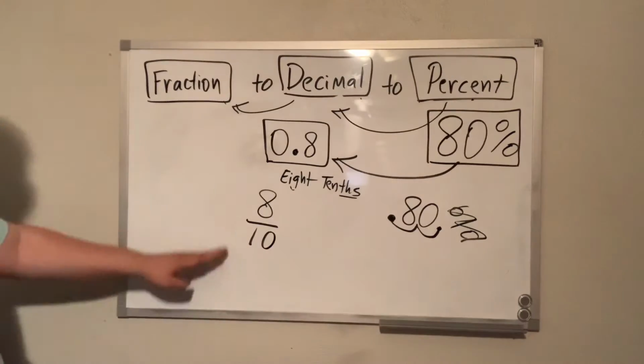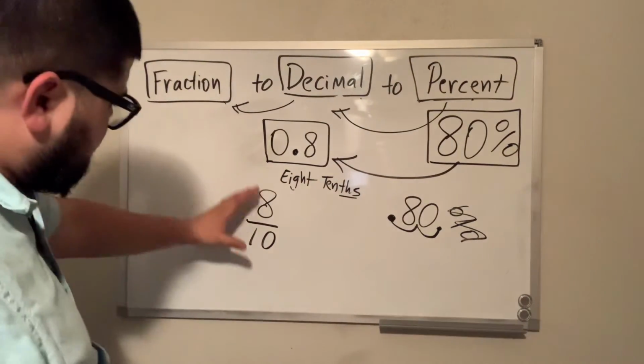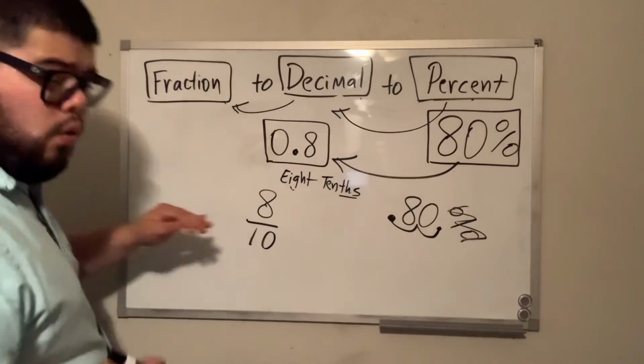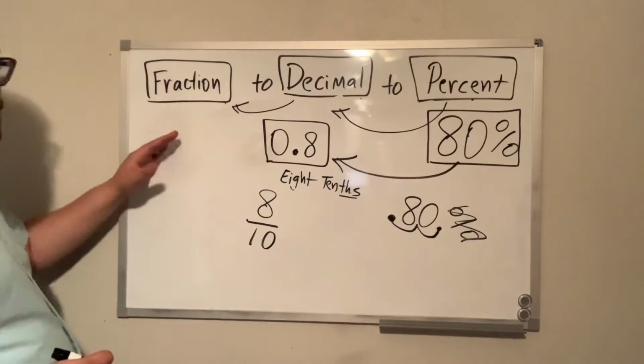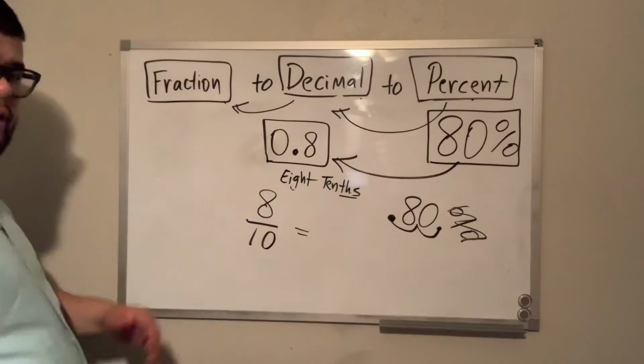10, right? Now we can reduce this. What can we reduce this by? What can we reduce this fraction by? We always have to reduce. You wouldn't want to write this here. You want to reduce it. What are we going to reduce this by? What number can we reduce this fraction by?